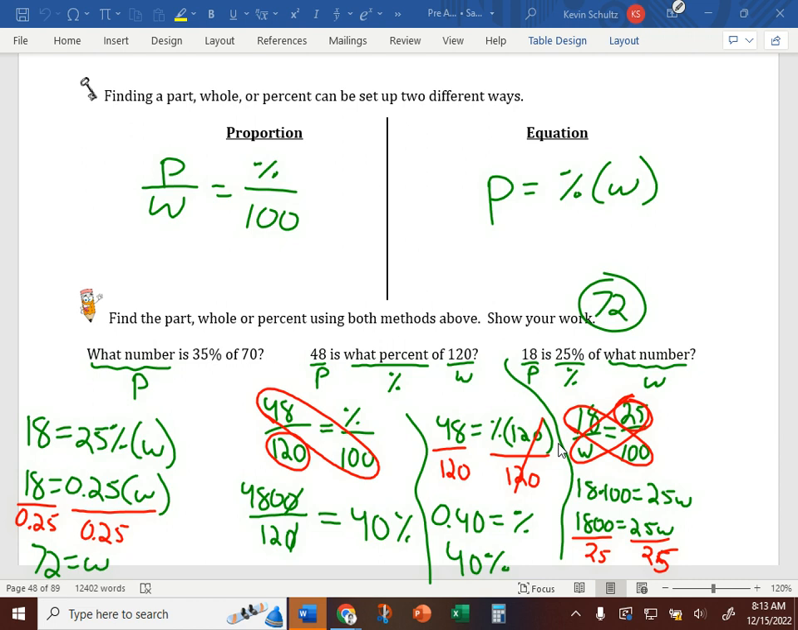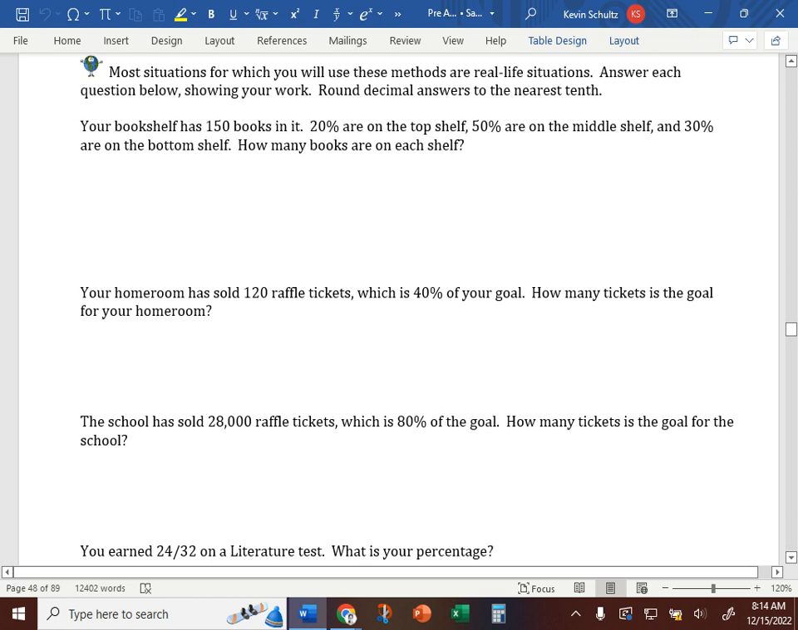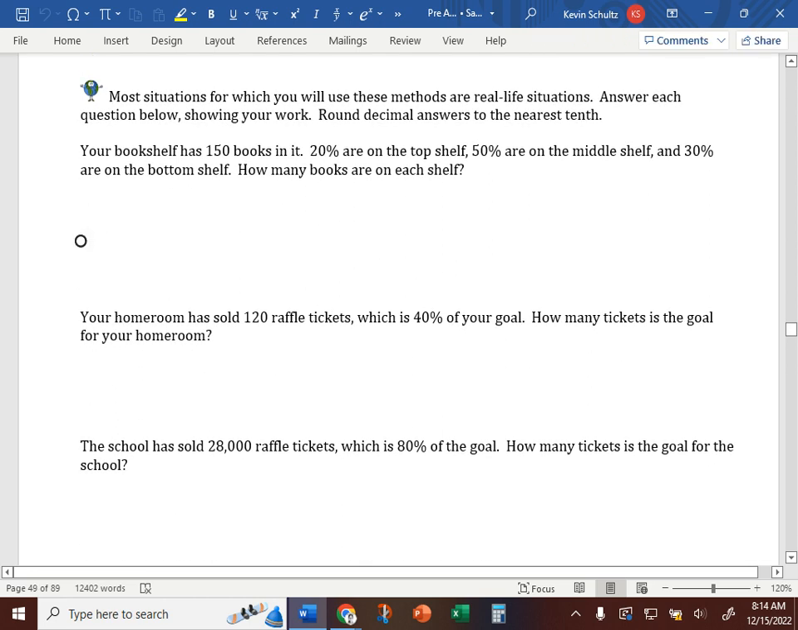Okay. Questions, comments, concerns, complaints, congratulations, criticisms on this. Because if you flip the page, what do you see? A lot of words. Most situations for which you will use these methods are real-life situations. Answer each question below. Showing the work. Round decimal answers to nearest 10.